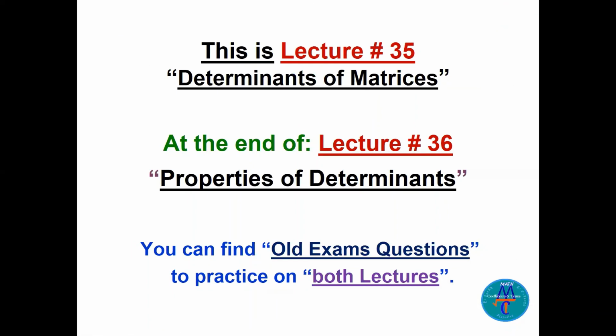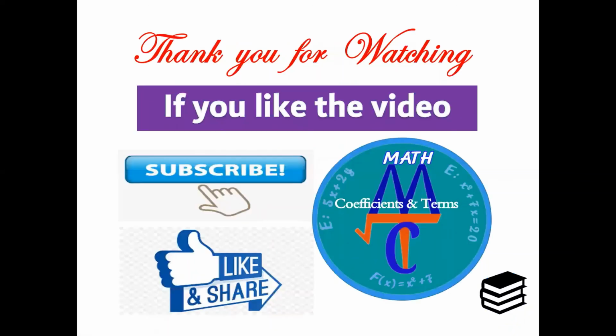Now, this is lecture 35, determinants of matrices. At the end of lecture 36, coming after this, which we call properties of determinants, methods that will give you ideas to find the determinant in an easy way. There are many properties there in lecture 36. After I finish lecture 36, you will find all the exam questions to practice on both lectures 35 and 36.